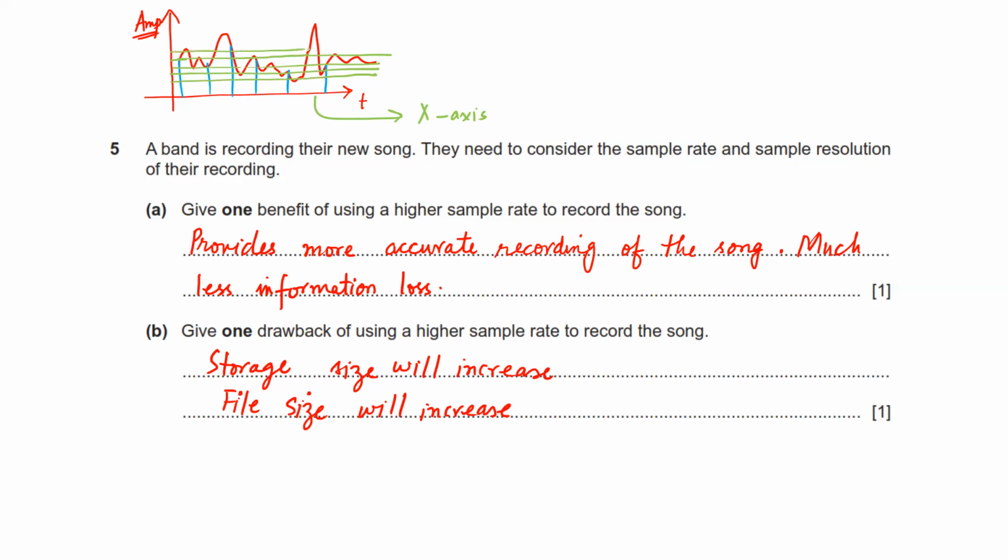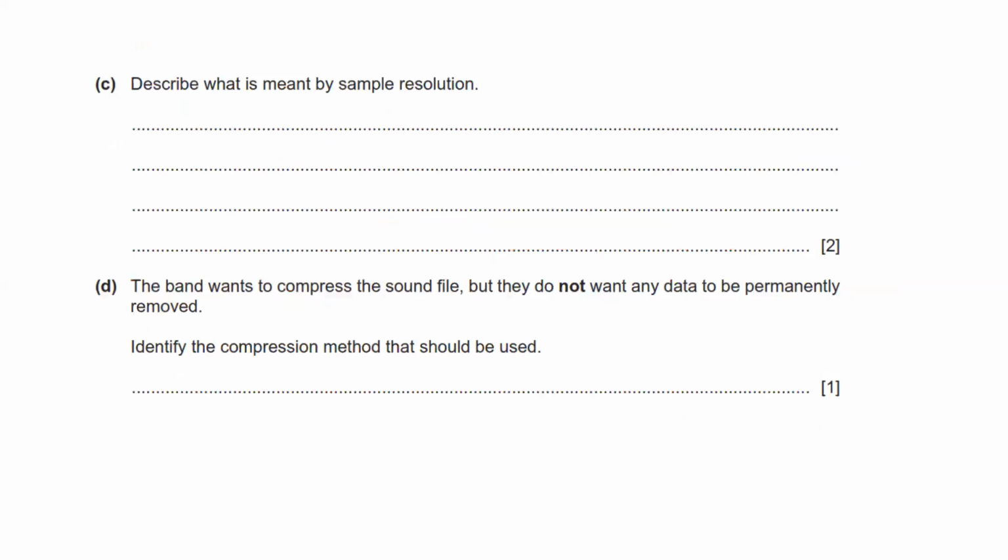So the better the sample resolution, the more information you have on the amplitude of your sampled variation. The resolution is actually the y-axis. The more bits you have, the more information you can store for a certain sample, and that will give you a much better recreation of the signal. So what is meant by sample resolution? You can simply say that it is the number of bits used per sample to store information.